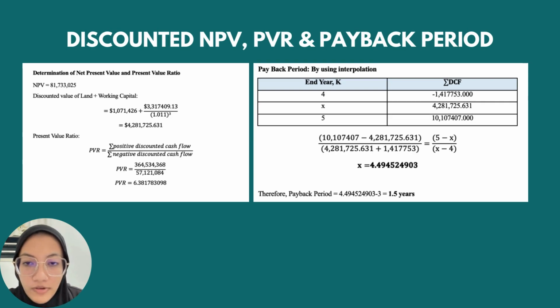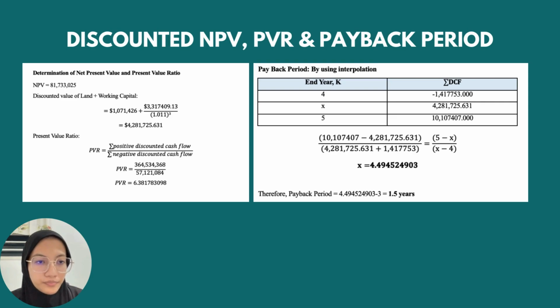positive discounted cash flow divided by negative discounted cash flow. So we sum up every positive discounted cash flow, and then we divide by every value of negative discounted cash flow, and then we get the PVR, which is 6.381783098. And then in order to get the payback period, we use the interpolation method.